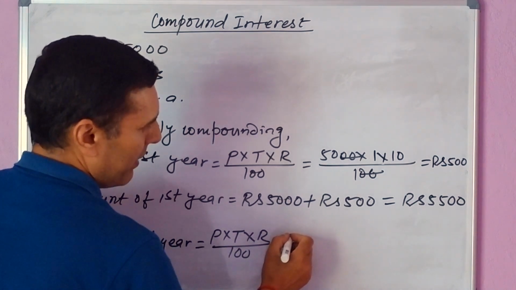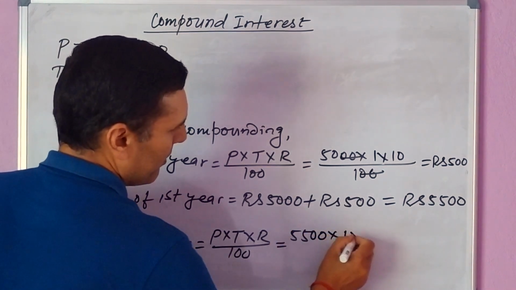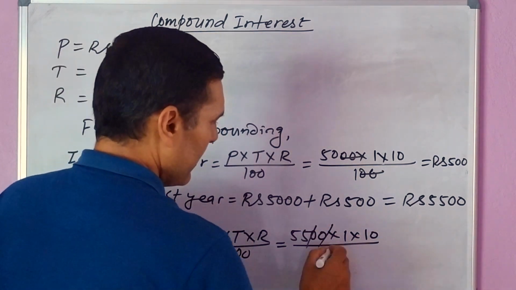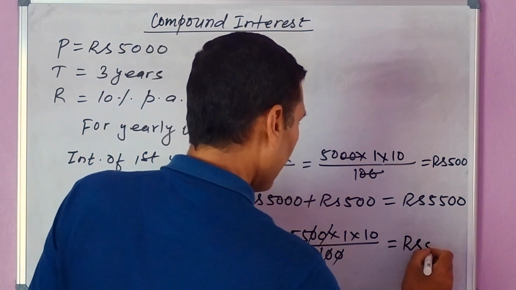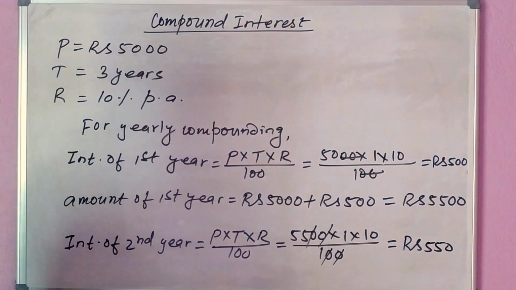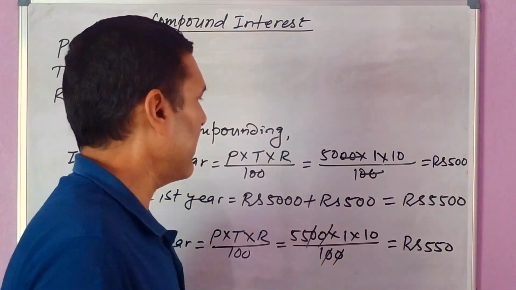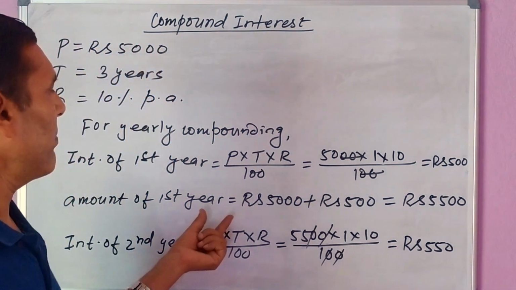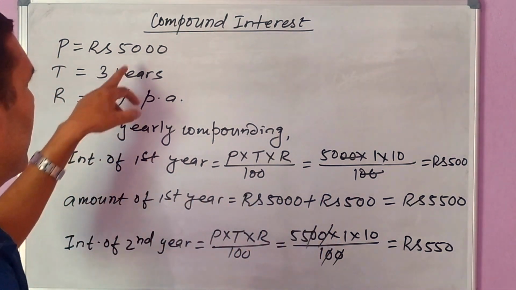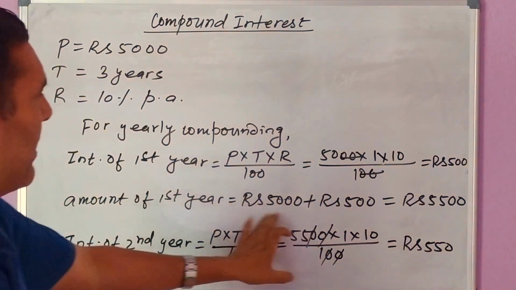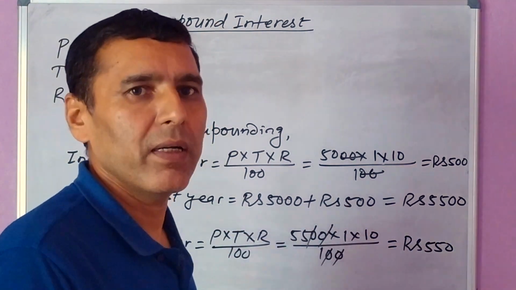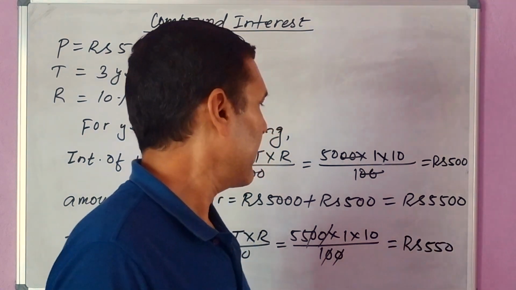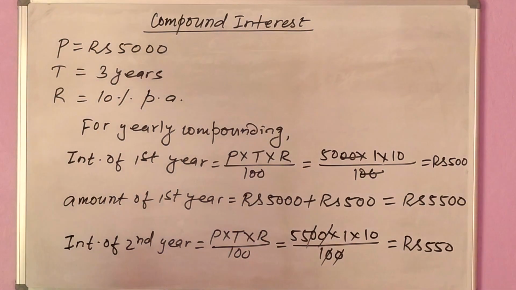So P is 5,500 this time, T is 1, R is 10 upon 100. So this time the interest is rupees 550. In the first year the interest was 500 rupees, this year the interest is 550. The interest is 50 rupees more because this year the principal increases. For the first year the principal was rupees 5,000, but in the second year the principal is rupees 5,500. Obviously more principal, more interest. Therefore interest of the second year is 550 rupees.